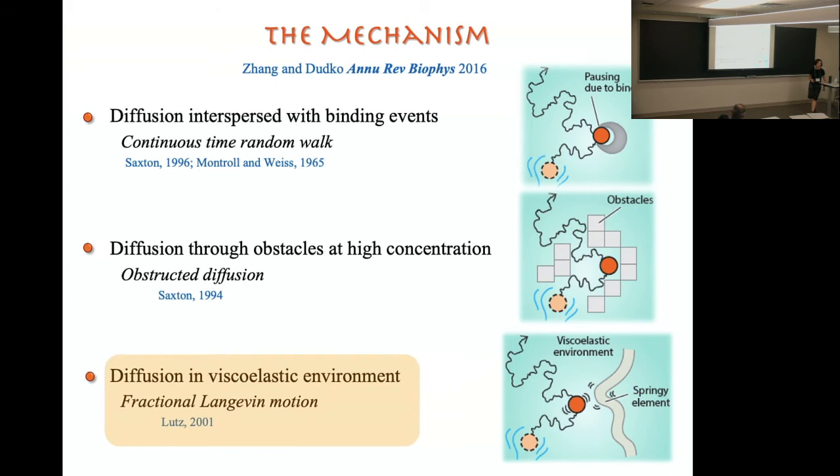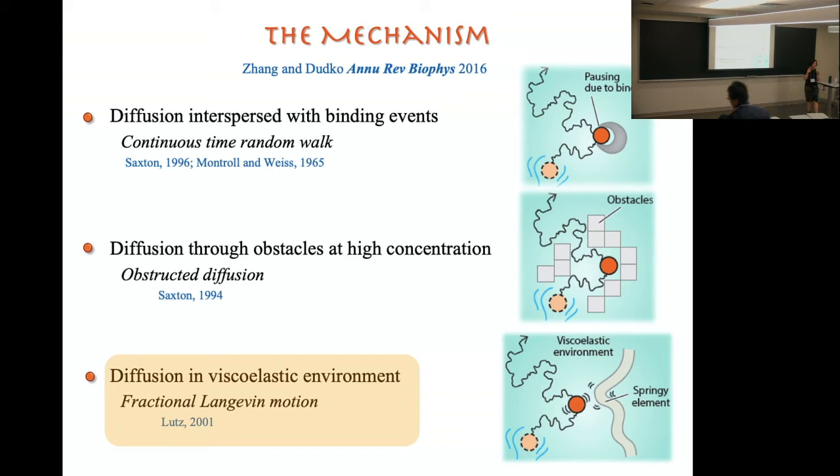A little bit of intuition: what's causing this viscoelastic environment? So first of all, the fact that the nuclear environment is filled with springy elements, such as chromatin fibers, proteins, and so on. And so when our genomic segment hits this element, it experiences a pushback.